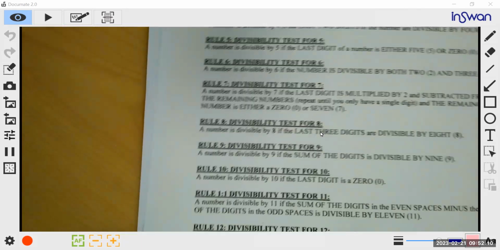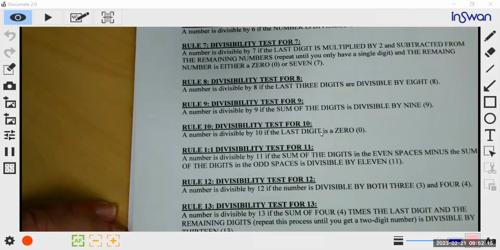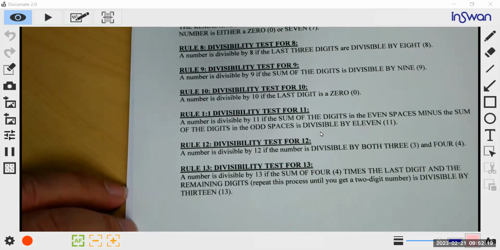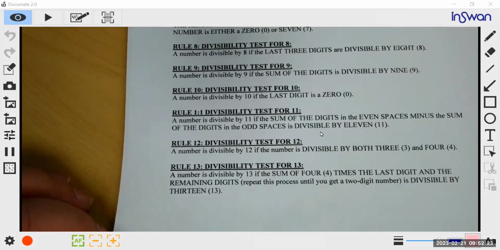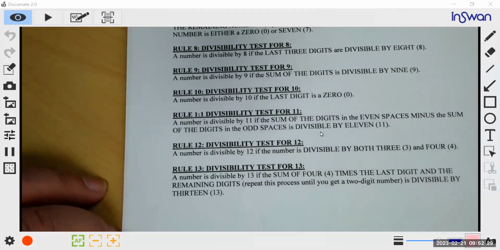So what I want you to do is look at the rest of these and practice those, because we'll have little sample problems next class. I'm going to ask you, is this number divisible by which digits? Because we're going to need to know these to do what we're going to talk about today.